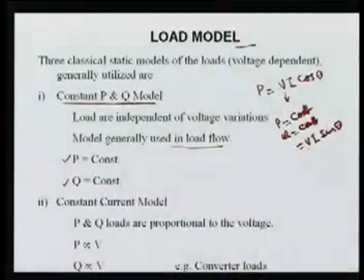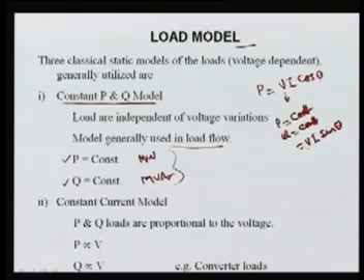So this is your constant P and Q, and it is represented as so many megawatts, and here it is written so many MVAR, and we have to include it in your load flow analysis or in your stability program. Another is your constant current model.